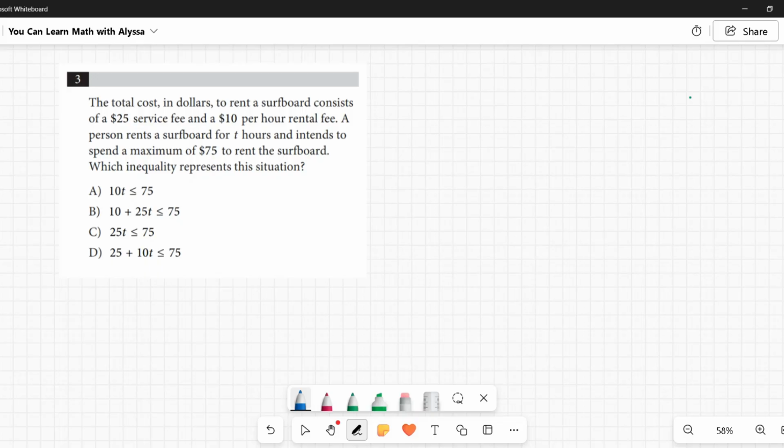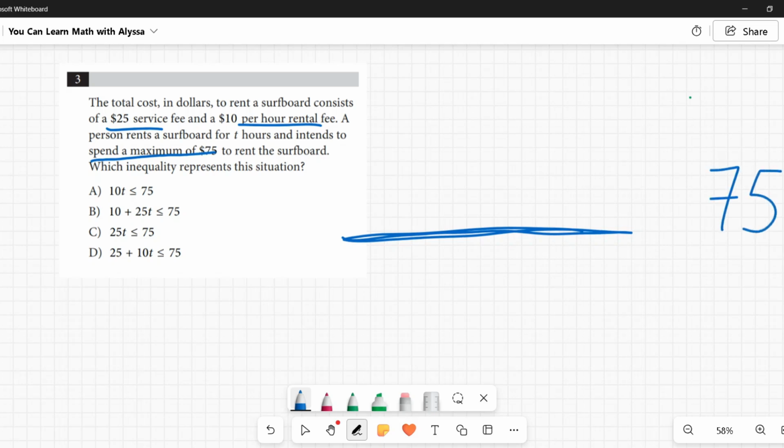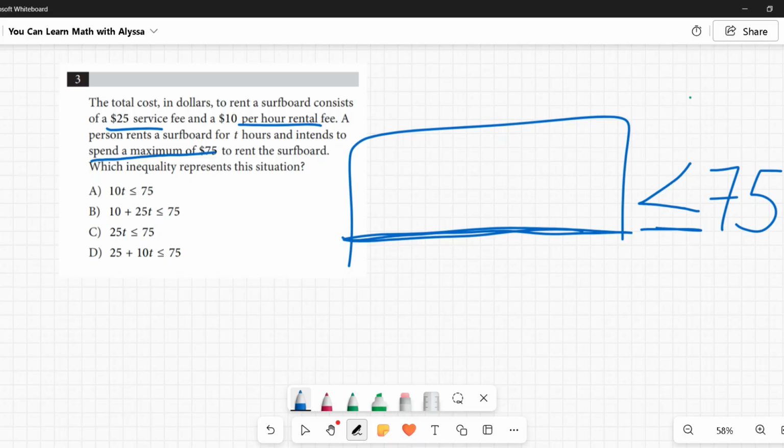Okay, so I'm actually going to start with this. He wants to spend a maximum of $75, no more than $75. But 75 is okay. That's the top. So whatever we add up for the service fee and the per hour rental fee, when we add all that up, it cannot be more than 75. So it's going to be less than or equal to 75. Everything else has to go on this side because this whole sum of the total cost must be less than or equal to 75, because that's the maximum that he's going to spend.